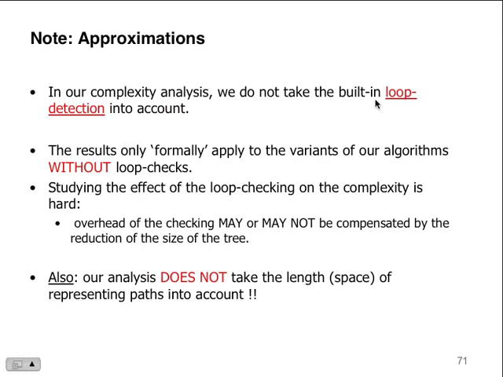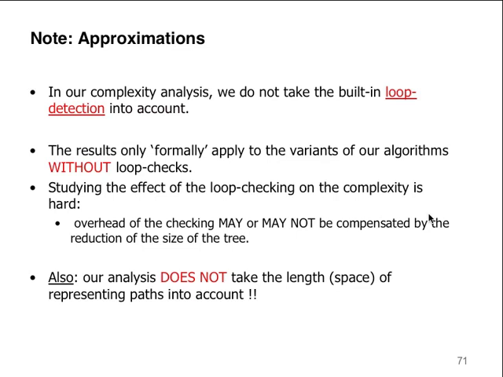So we're not necessarily looking for loops. Instead, we're looking for approximate solutions. The results are only formally applied to a variant of different algorithms without looping checks. So studying the effects of looping checking on complexity is hard. So we're not going to look for loops. The overhead of checking may or may not be compensated by the reduced size of the tree.